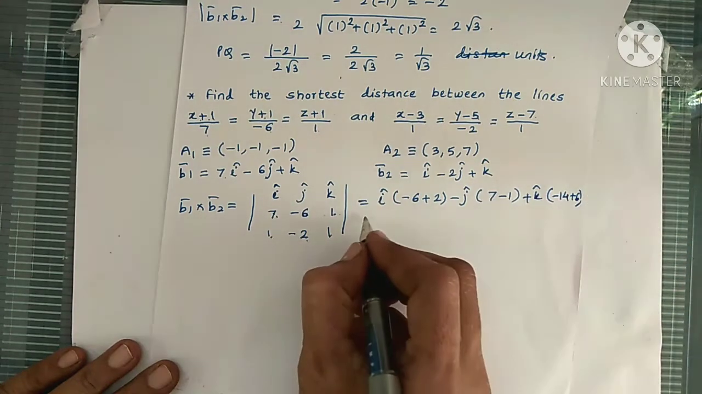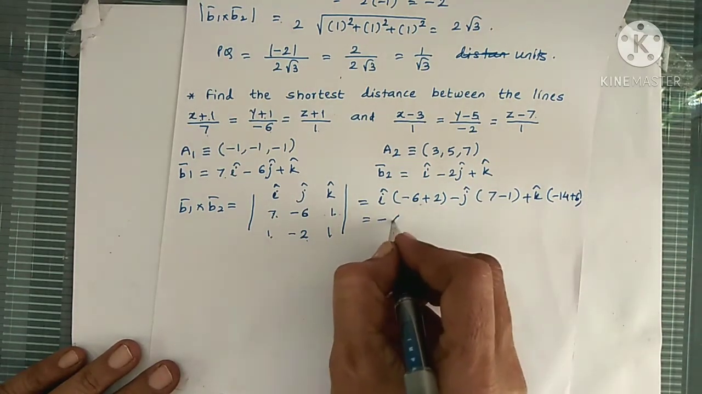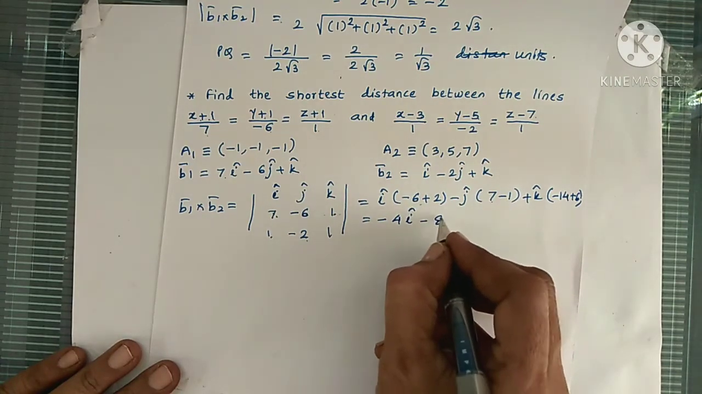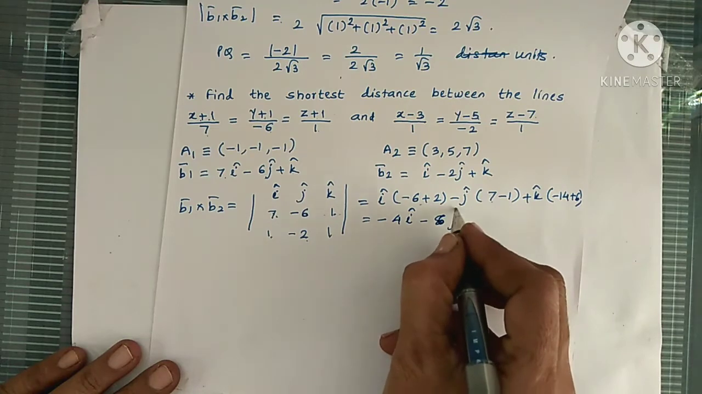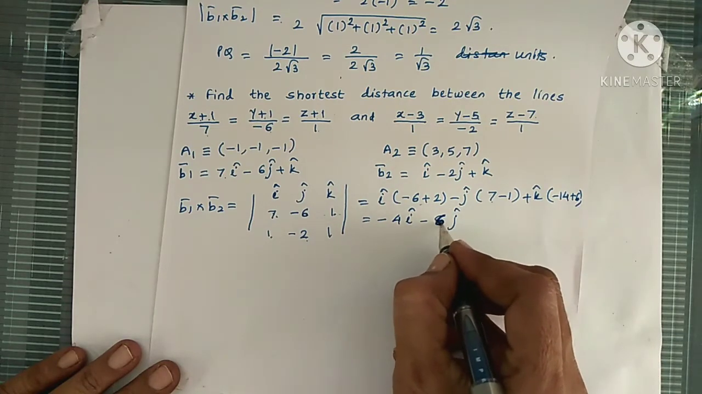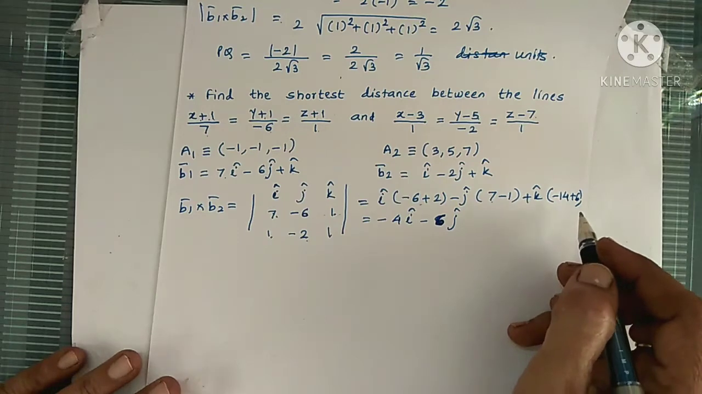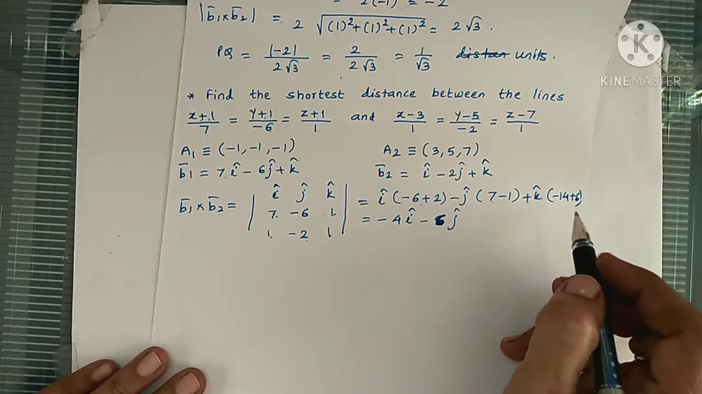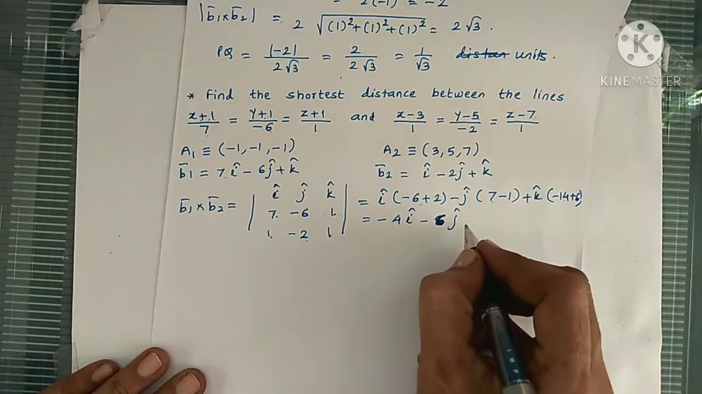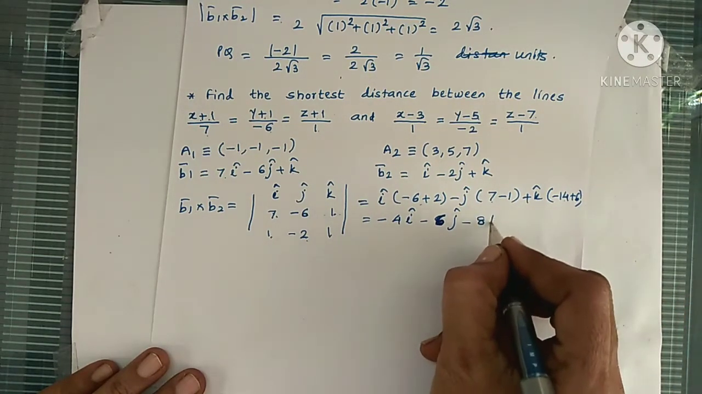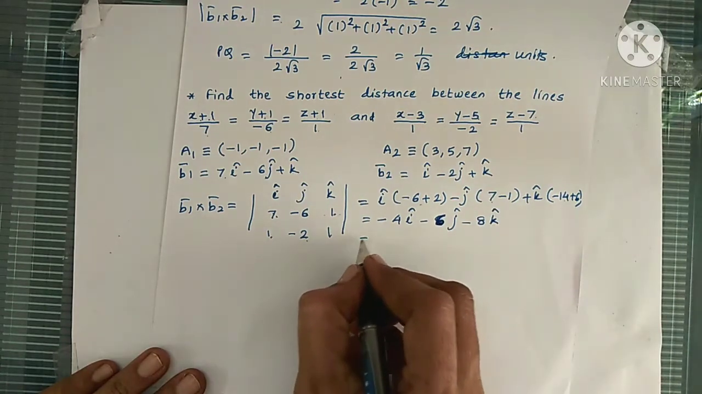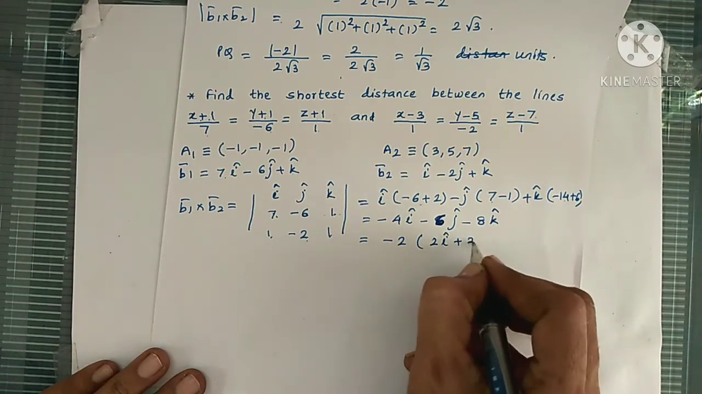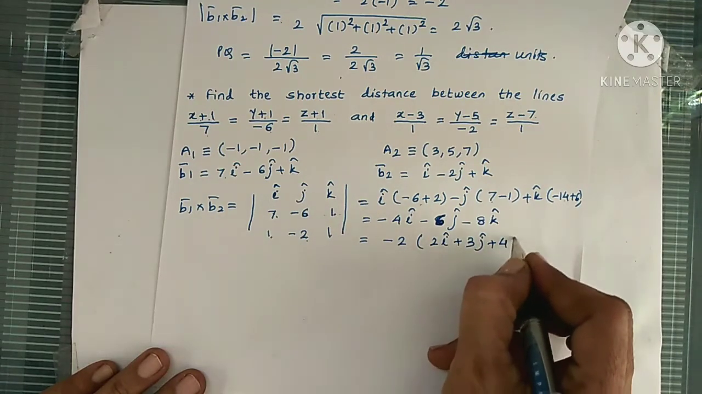So the first one is minus 6 plus 2, it is minus 4 i cap. 7 minus 1 is 6, sorry, 6 j cap, with the minus sign, so minus 6 j cap. I had calculated the next one in my mind, so I have written it as 8. Minus 14 plus 6 is minus 8, so minus 8 k cap. We can take minus 2 common. So this becomes 2 i cap plus 3 j cap plus 4 k cap.